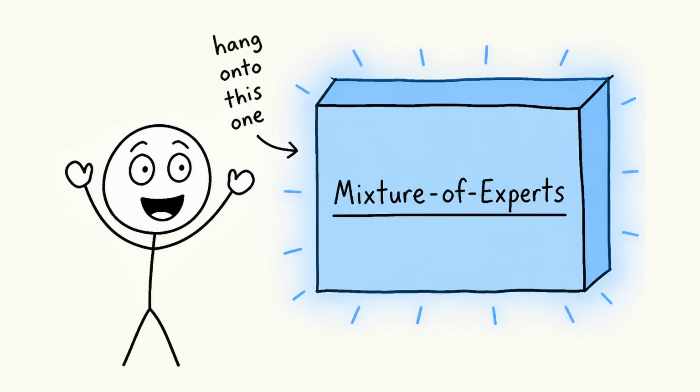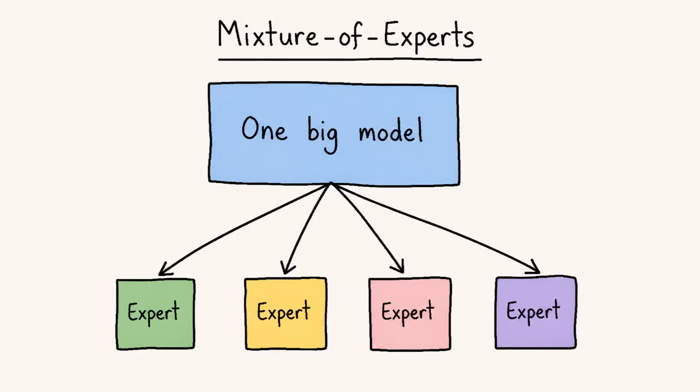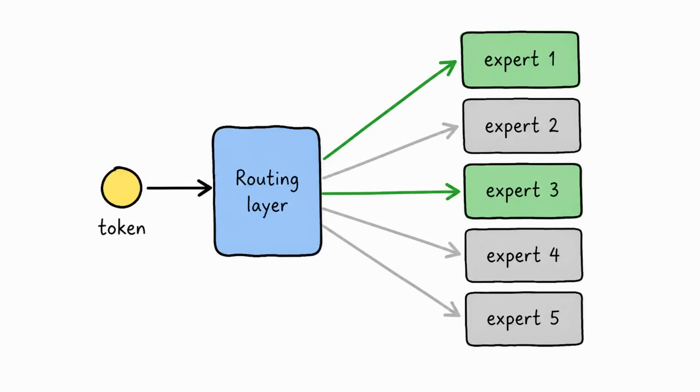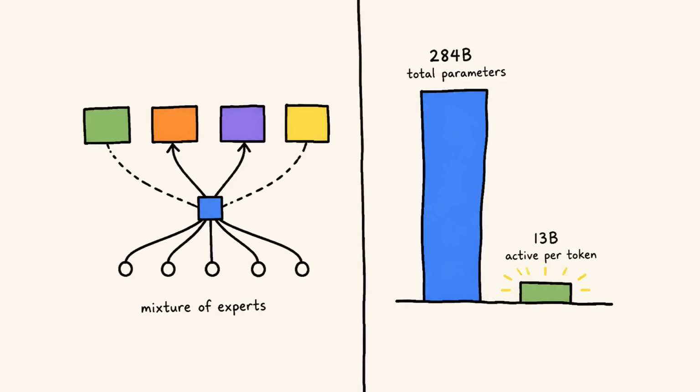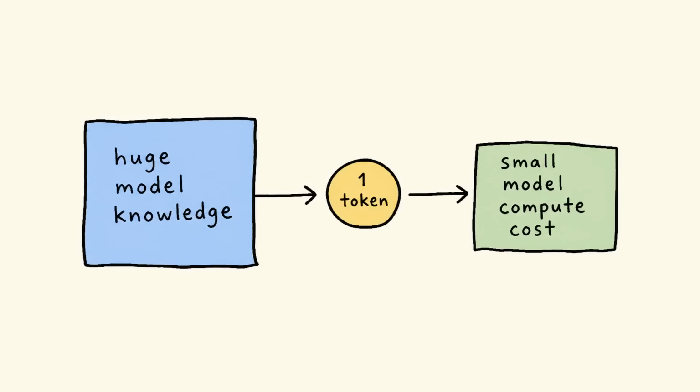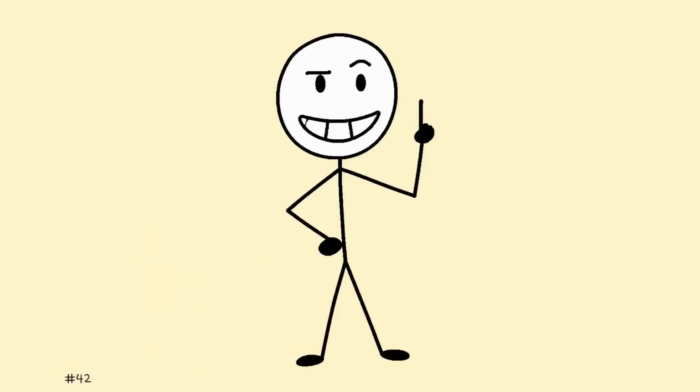A mixture of experts model is one big model that's split up into a bunch of smaller specialist subnetworks. They call them experts. And for any given token, there's a routing layer that picks just a few of them to fire. So the model's got 284 billion parameters total, but only about 13 billion are actually doing work on any single token. So you get the knowledge of this huge model with the compute cost of a small one. That's the trick the whole story rides on.